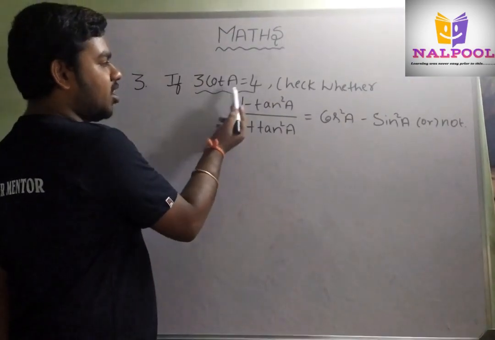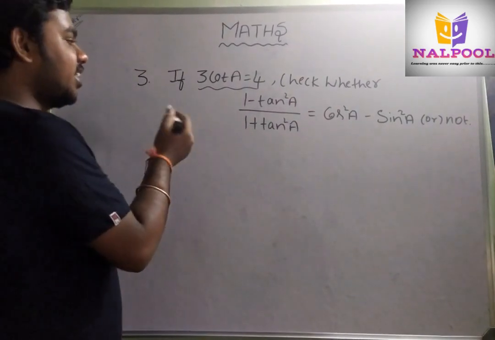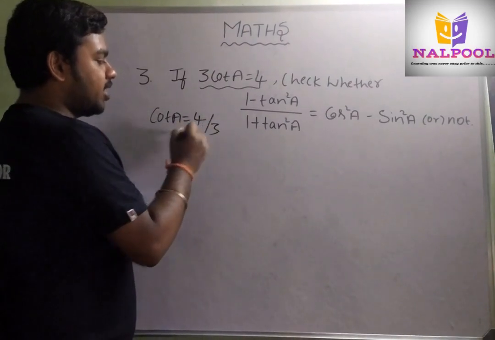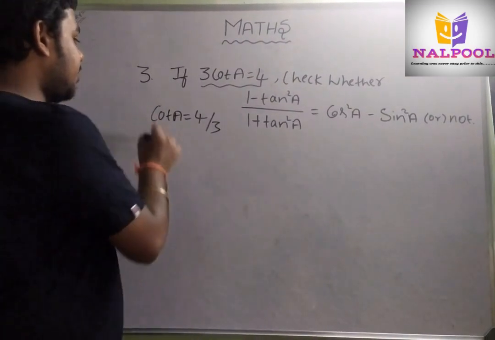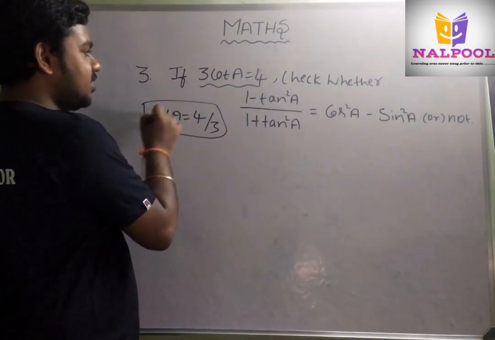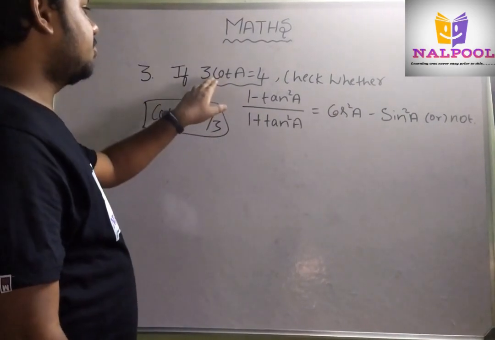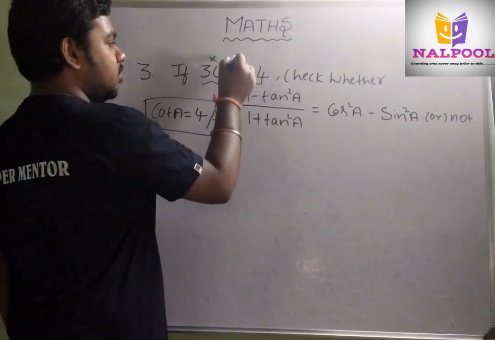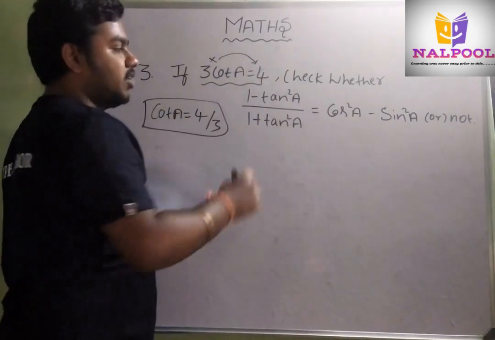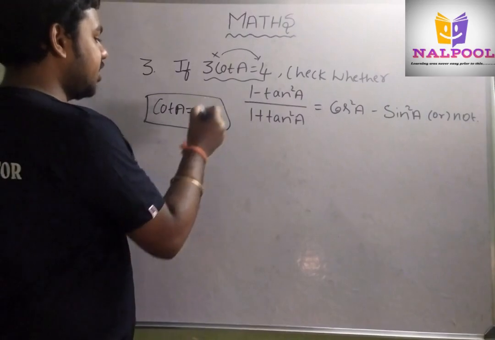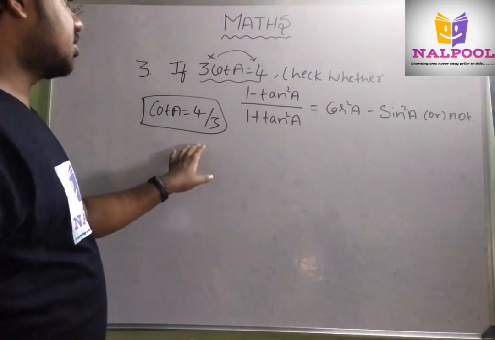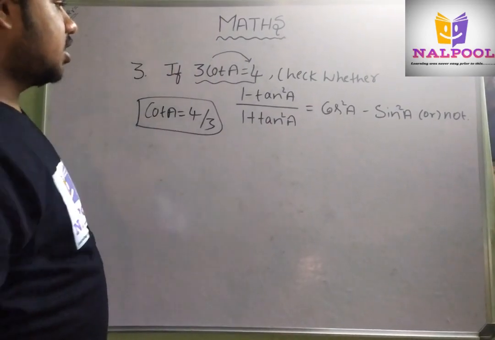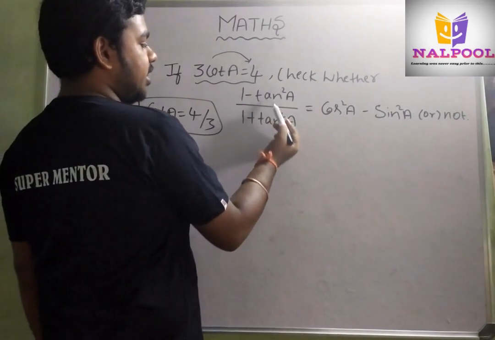Here they have given 3 cot A is equal to 4. They didn't give cot A is equal to 4 by 3. If they had given 4 by 3, you would have easily found the other ratios. Here they are simply testing your common sense. If 3, here which sign is there? Into. If it comes to the RHS, it will become division. Therefore, cot A will become 4 by 3. Simply to confuse you, they have given it like this. Now we can find out tan A.